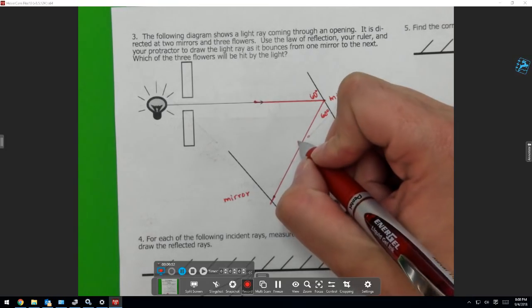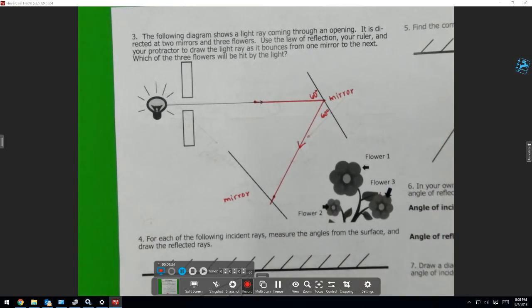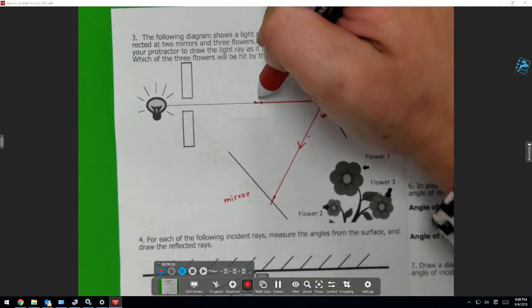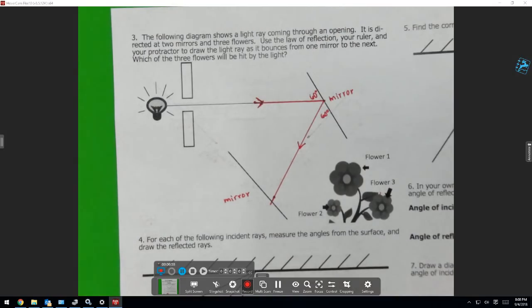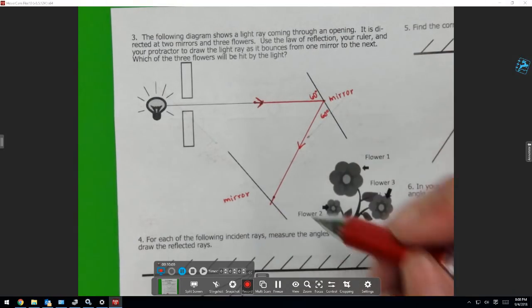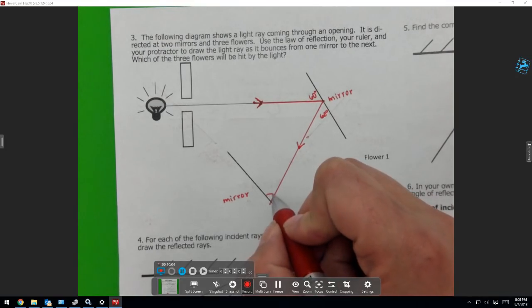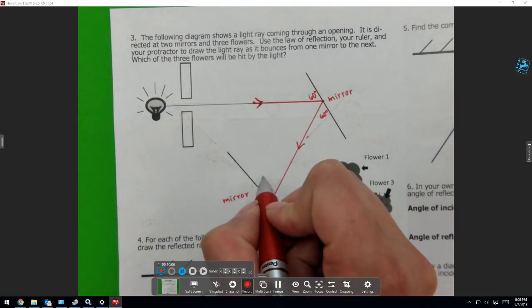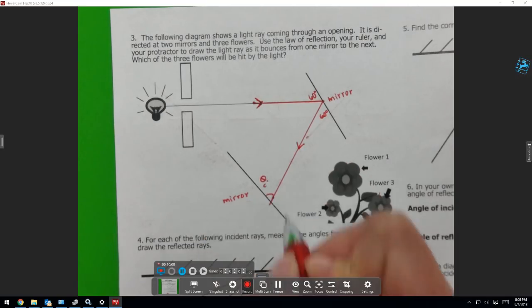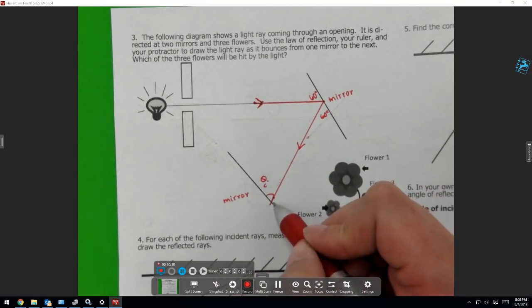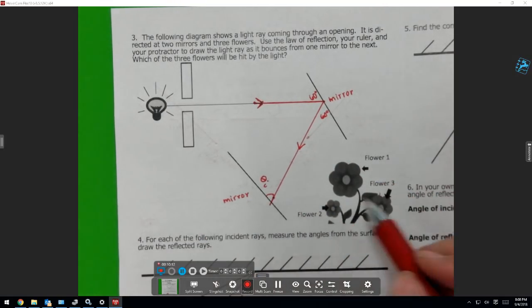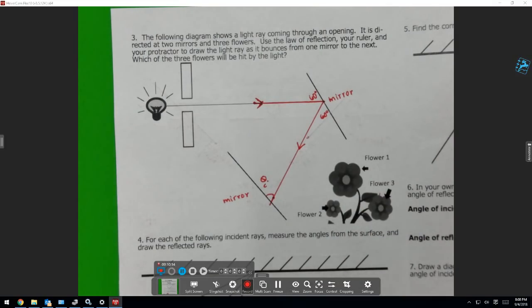We want to make sure we put an arrow on this ray for the direction it's going. So remember, it came out of the light. It went this way. It hit the mirror. It went this way. So then what I want you to do is measure this angle right here, because that's your angle of incidence. Then draw your angle of reflection out here and see which flower it's going to hit.